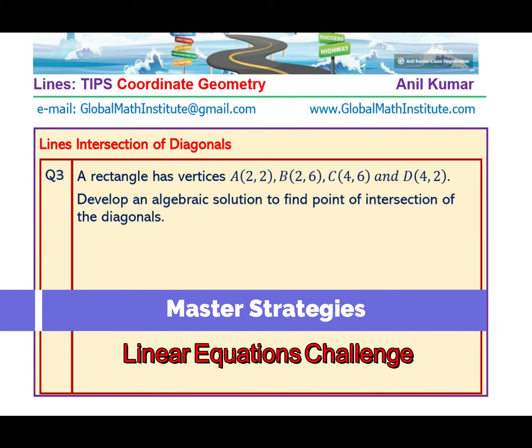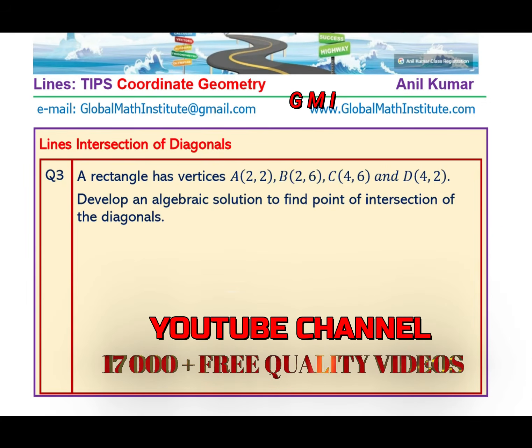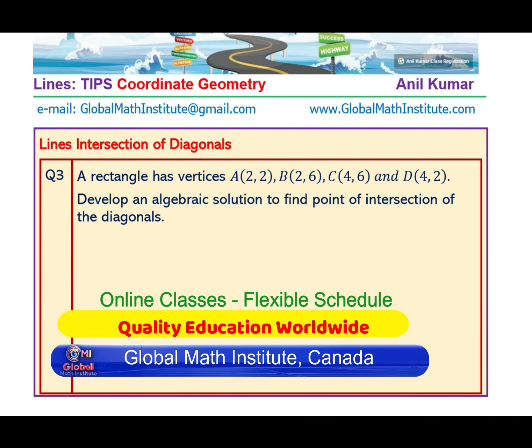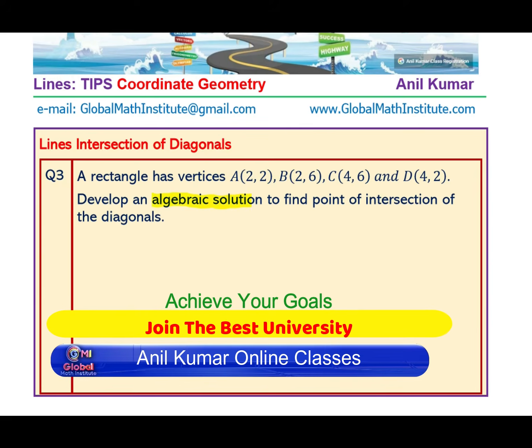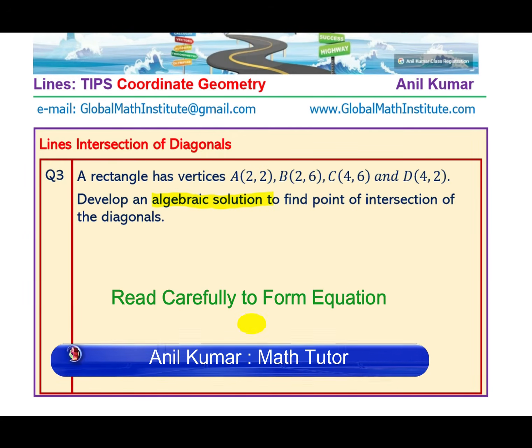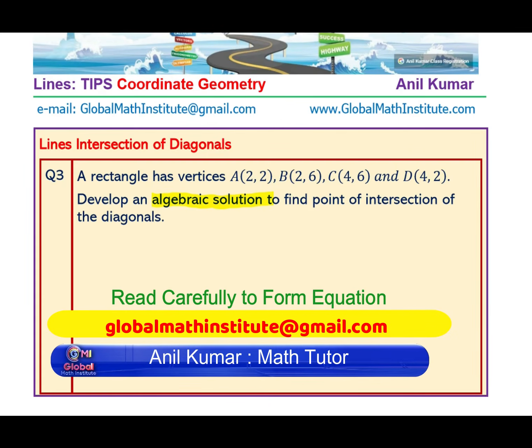Here we have a very beautiful question based on intersection of diagonals of a rectangle. A rectangle has vertices A, B, C, and D. Develop an algebraic solution to find point of intersection of the diagonals. It's important to understand the statement. We need to find algebraic solution to the point of intersection of the diagonals.